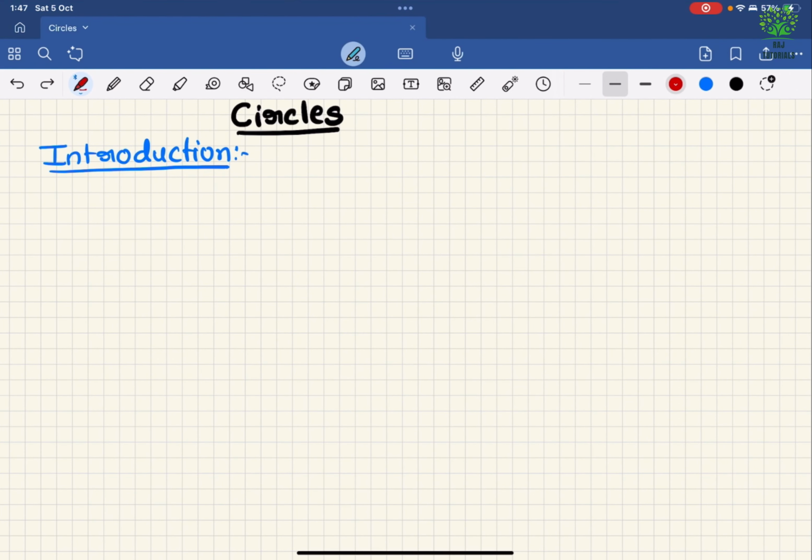Today we are going to start a new topic. The name of the topic is circles, and let us first discuss some of the important points which we should know in a circle. So let us start with the introduction part.